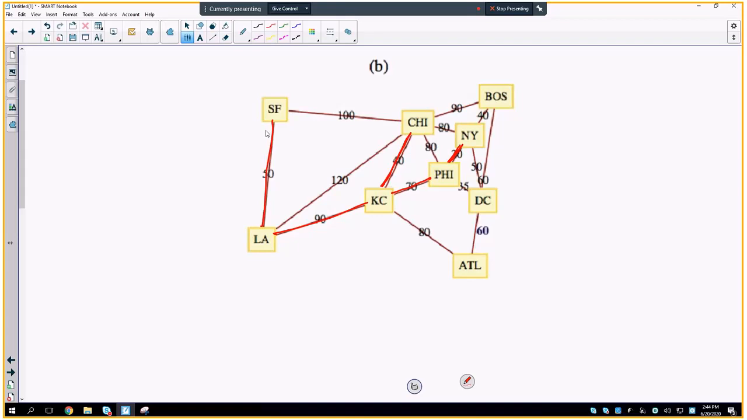So now we do not need the connection between Chicago and New York. But Chicago and Boston is good. New York and Boston is good. New York and DC is good.